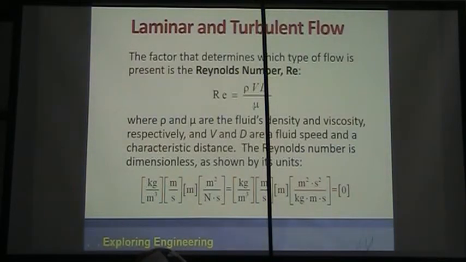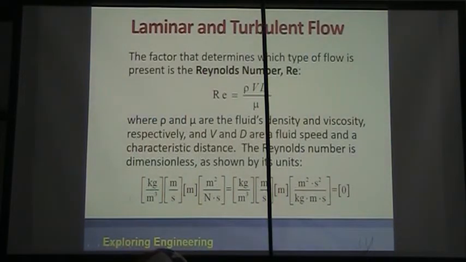And mu is the viscosity. All right, so rho and mu are the fluid's density and viscosity, respectively. V and D are fluid speed and a characteristic distance. The Reynolds number is dimensionless, as shown by its units.